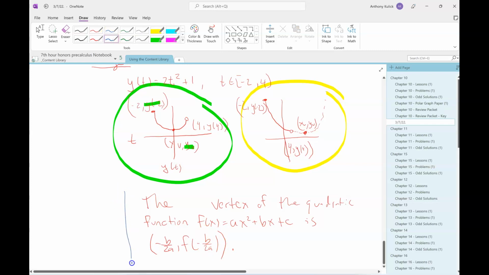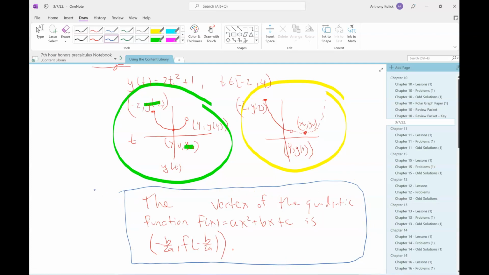Okay. So the vertex of the quadratic function f of x equals ax squared plus bx plus c is negative b over 2a, comma, f of negative b over 2a. If you don't remember that, you may want to write that down, as it'll come up not infrequently in the homework.